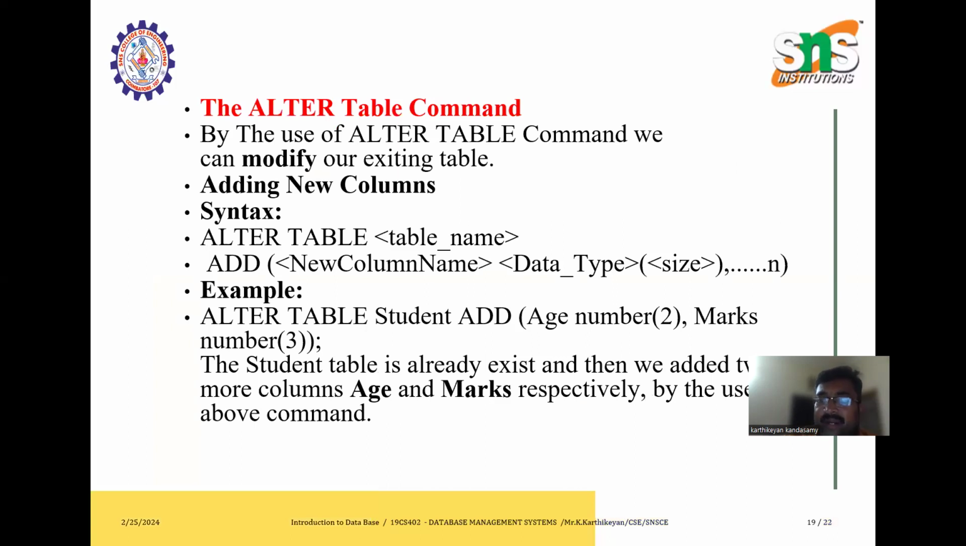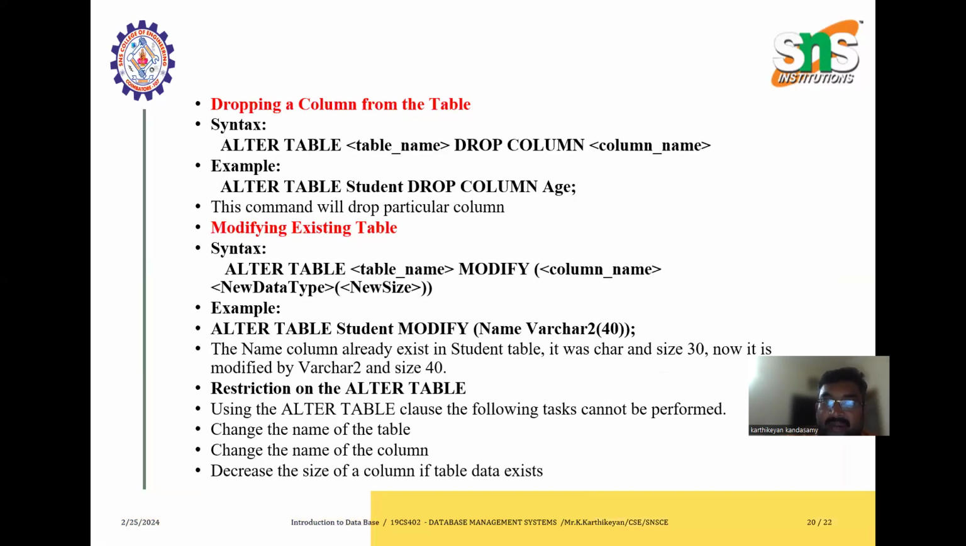This is the alter table command, and the basic condition of the alter table command can modify our existing table. This is the syntax: alter table name, add new column and data type. Example: alter table student, add age number, marks number. This is adding, and once the table name is given you modify your table and record. So this is the alter command; once your process is accepted, the table is modified.